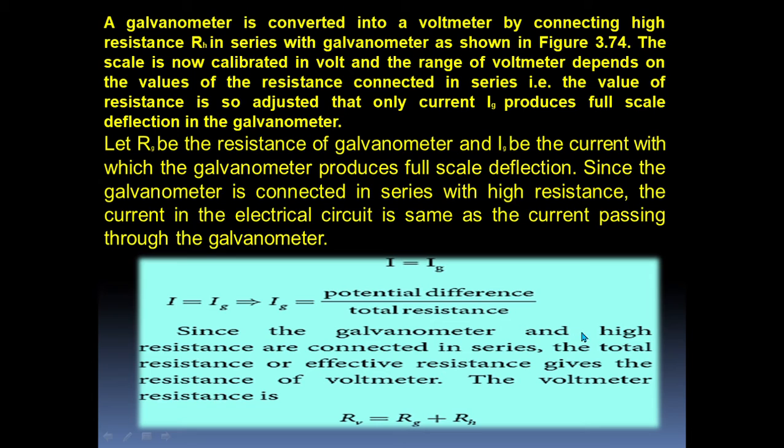Since the galvanometer and high resistance are connected in series, the total or effective resistance gives the resistance of the voltmeter. What is the formula for resistance in series? R is equal to R1 plus R2. Here RV, the voltmeter resistance, is equal to R1, the galvanometer resistance, plus R2, the high resistance connected in series. So RV is equal to Rg plus RH.